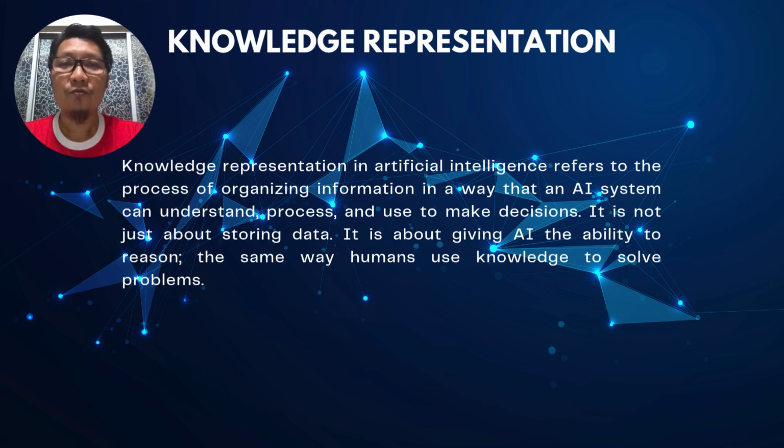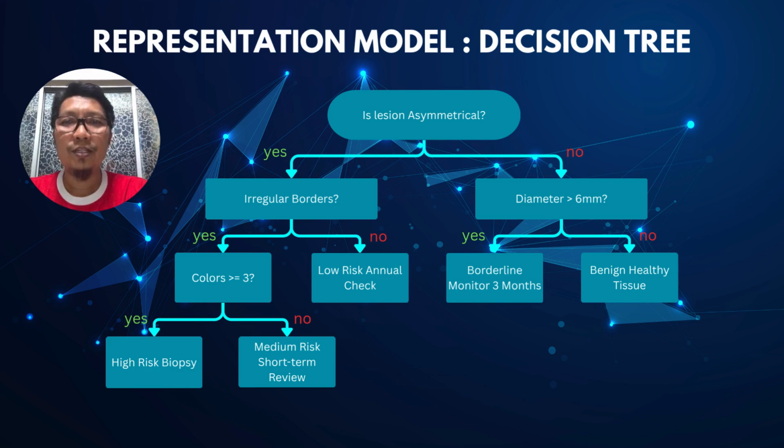There are a few techniques of knowledge representation that we can use in a structured form so that computers can process the data according to what we are thinking. For this project, we will use a decision tree as our knowledge representation model. This decision tree representation model is about AI in healthcare, early detection of skin cancer using computer vision.